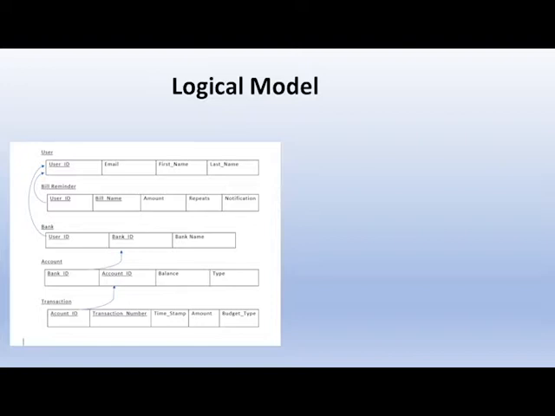And then bank would also have a foreign key of user ID, and that would connect again to our user ID. Account would have a foreign key of bank ID going back up to a primary key in bank of bank ID. And finally, the transaction row would have foreign keys of account ID and transaction number, which would then go back up and connect to the account ID as a primary key in the account row.